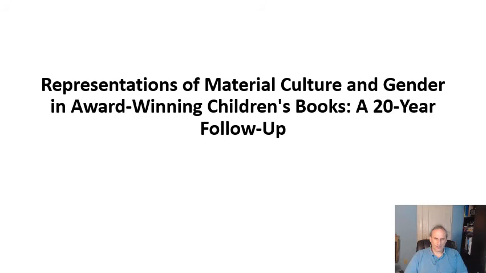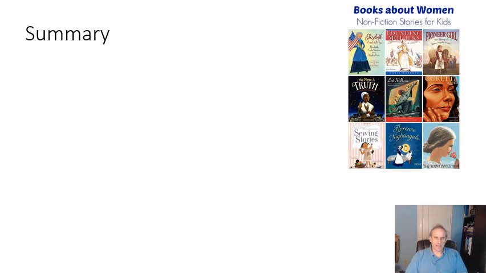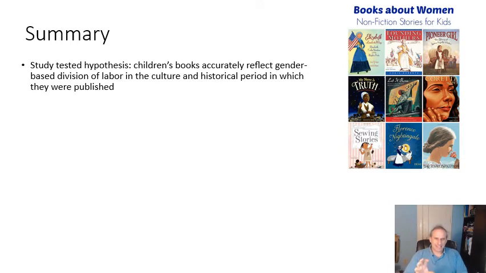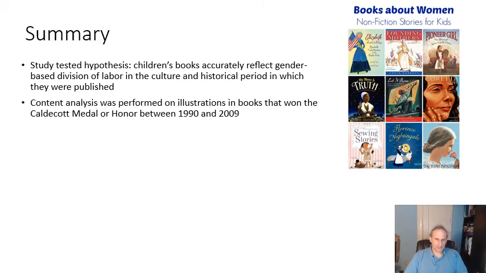This week I had you read an article, Representations of Material, Culture, and Gender in Award-Winning Children's Books, a 20-year follow-up. This being a follow-up to another study is actually of great interest here. Here's the summary from the piece. The study tested a hypothesis that children's books should accurately reflect gender-based divisions of labor in the overall culture and the historical period in which they were published.